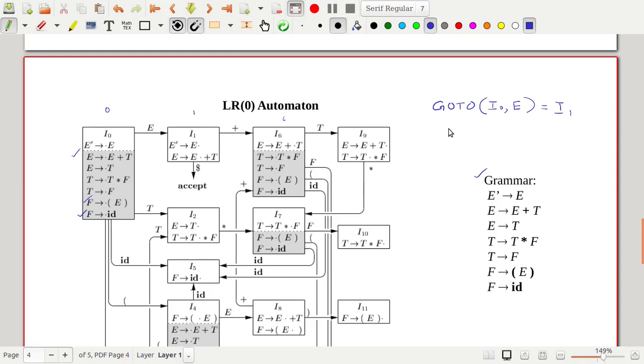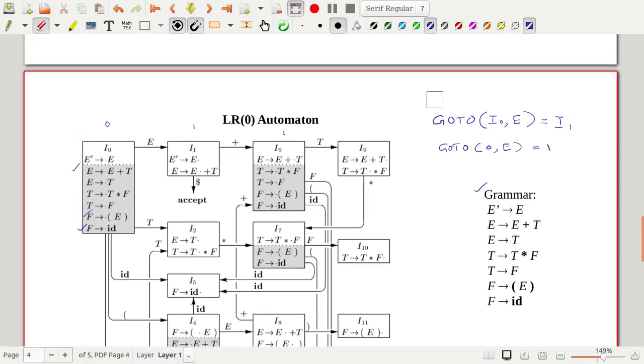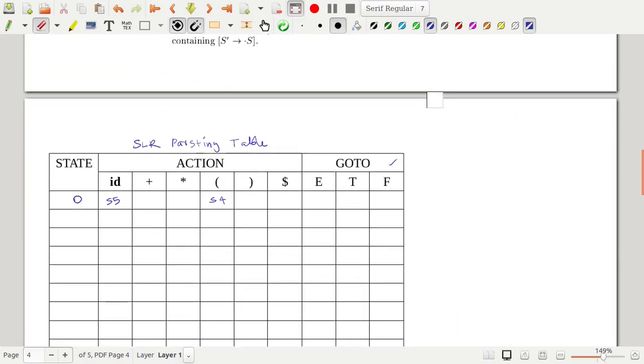So in the parsing table we can fill like this. Go to of 0 comma E is equal to 1. Okay, sorry, this is not 1. Okay, 1 itself. So 0 comma E we can fill like this, 1. That state information will be stored here.